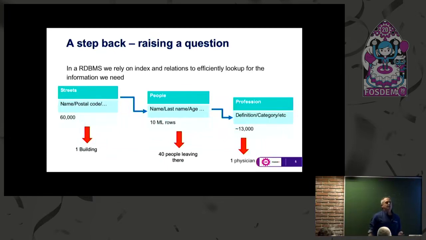How a relational database works is totally different. You try to optimize what it is looking for based on the information it has about each table and the number of rows. For instance, we can have a plan saying, let's start with the streets, so we have one street, one address at the end. Then identify all the people living there, let's say 40 people living in that specific building, and at the end, how many physicians will we have? Just one. That is a possible plan, right?